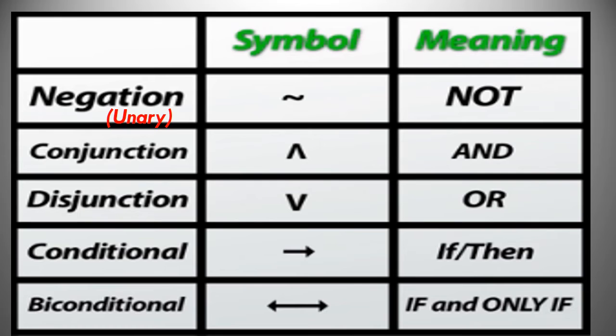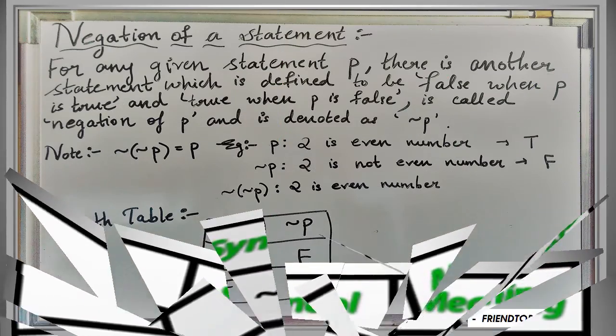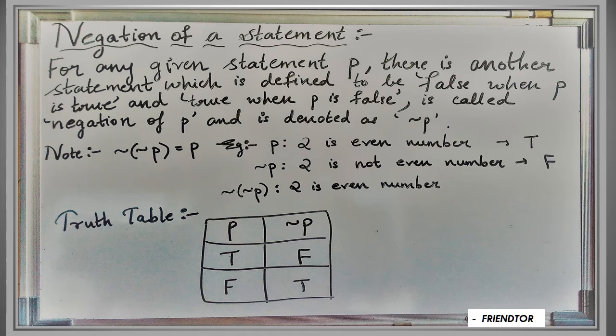So let's first try to understand what negation is. Negation of a statement. Now how is it defined? For any given statement P, there is another statement which is defined to be false when P is true and true when P is false, called the negation of P. And it's denoted, as I already told you, symbolically by a wave (tilde) and the letter P.